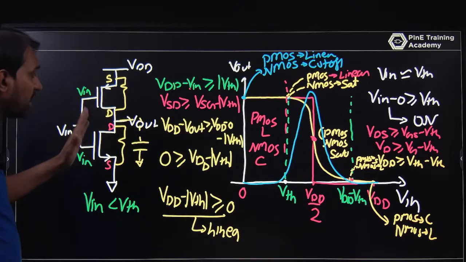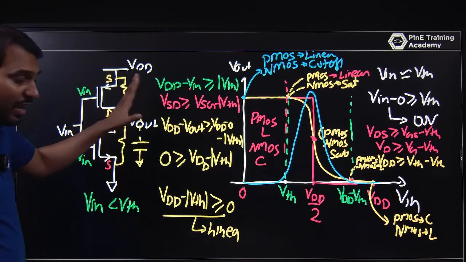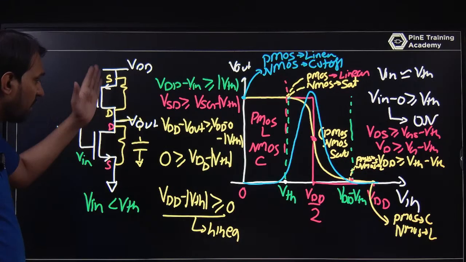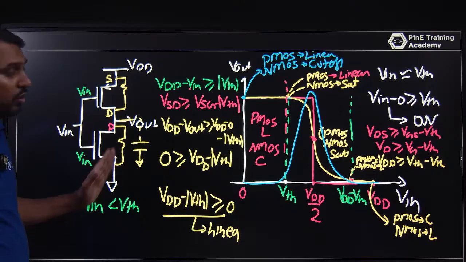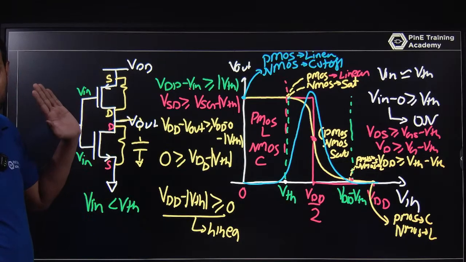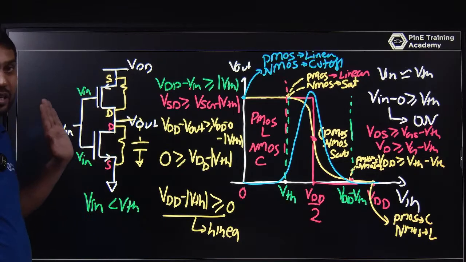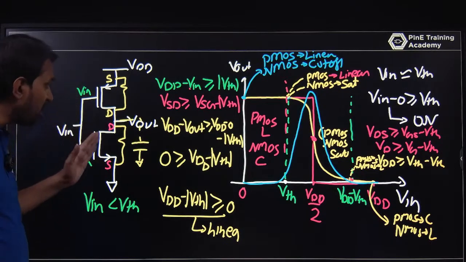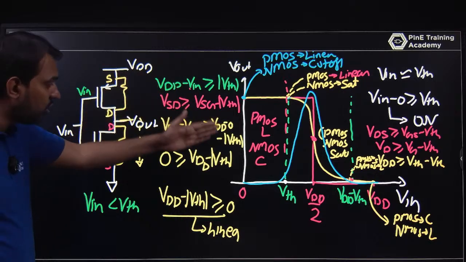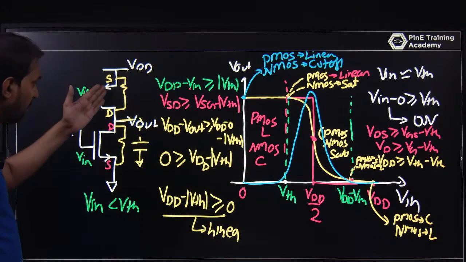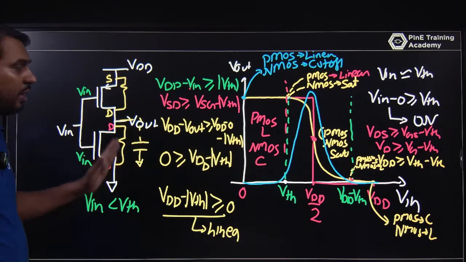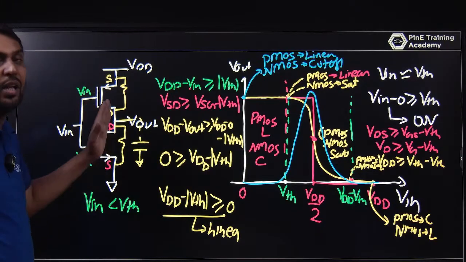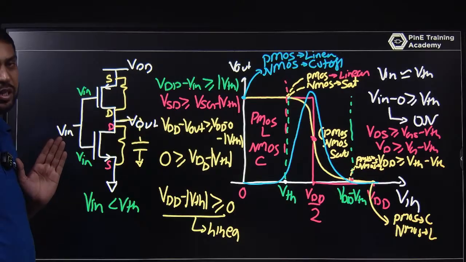If you are looking at this, one provides the higher current, one provides the low current. If this is linear and this is cutoff, the total current is 0. So from VDD to ground, the current is 0, and the power dissipation is 0. So when the NMOS is on and PMOS is off, the current through the PMOS is 0, the NMOS has a current, but the power dissipation is 0.